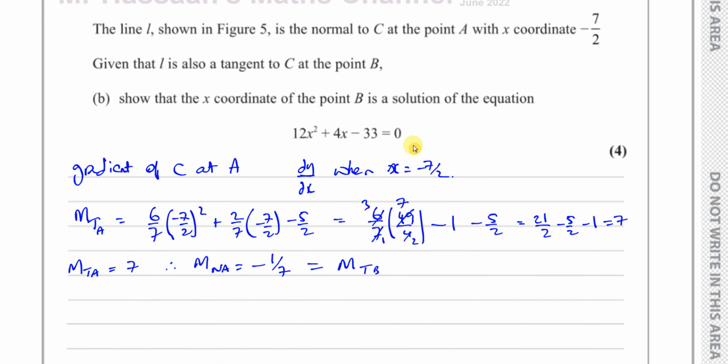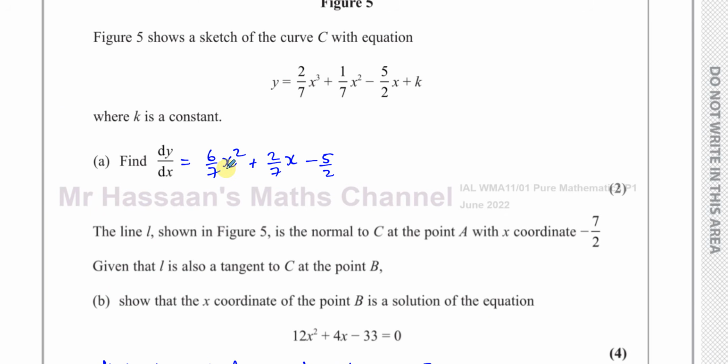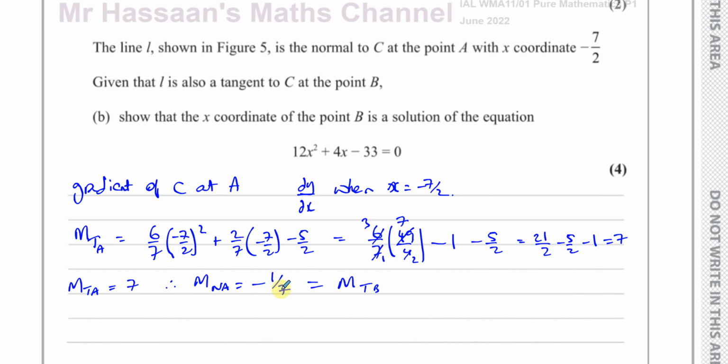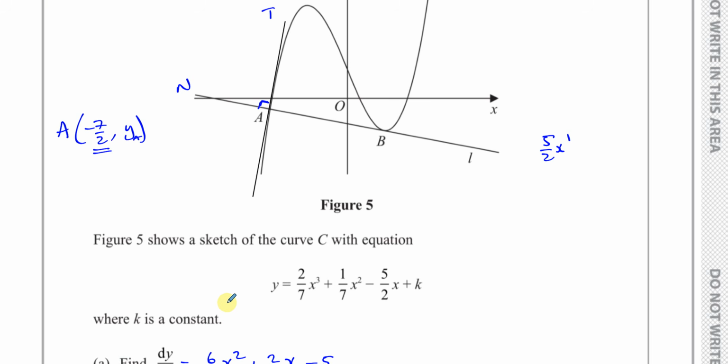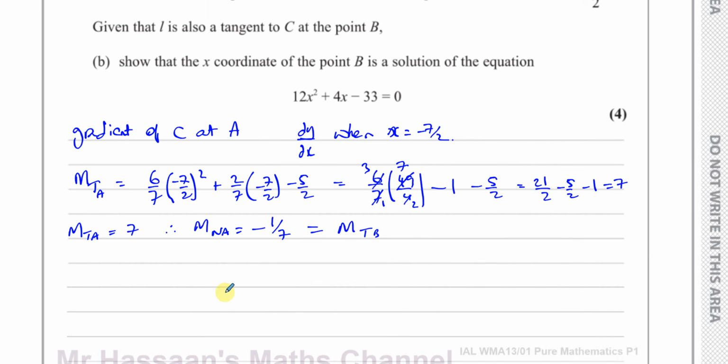So now what I can do is equate the gradient formula, which is dy/dx, to negative 1 over 7, and that will tell me the places on the curve where the gradient of the curve is equal to negative 1 over 7. So at B, dy/dx is equal to minus 1 over 7. So dy/dx, remember, is 6 over 7 x squared plus 2 over 7 x minus 5 over 2, and we have to make it equal to negative 1 over 7.